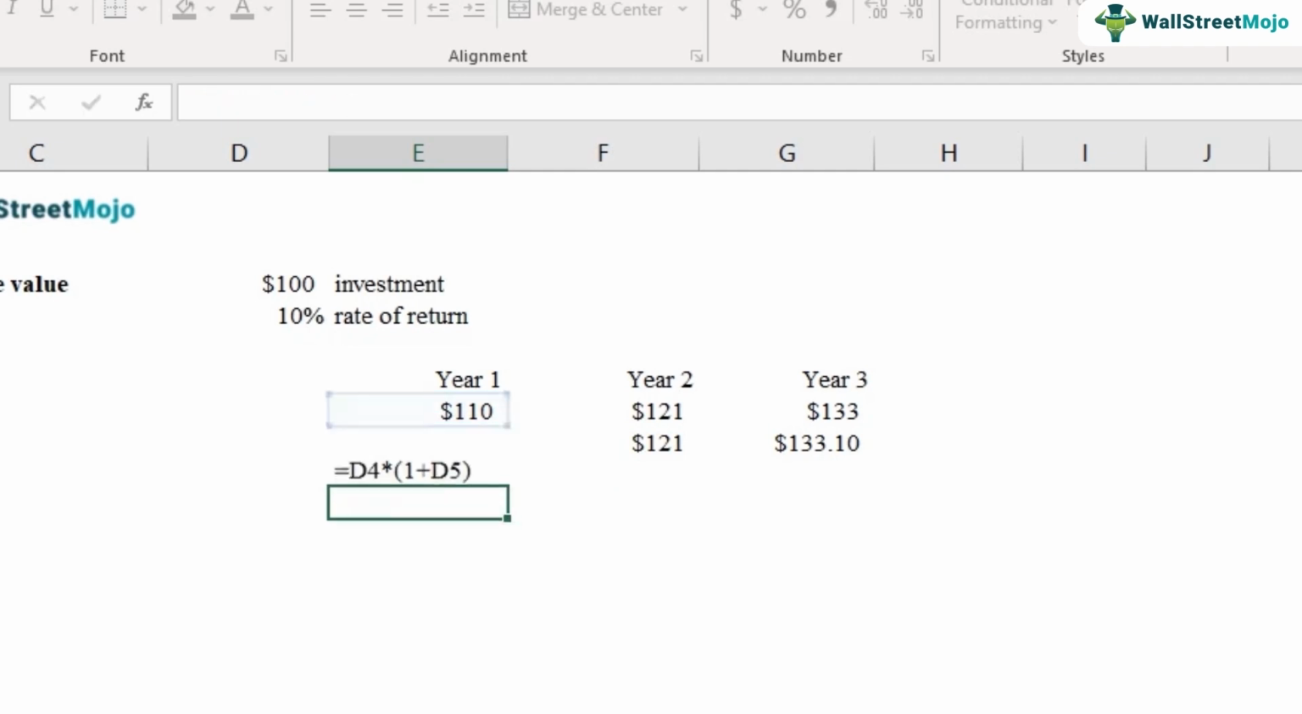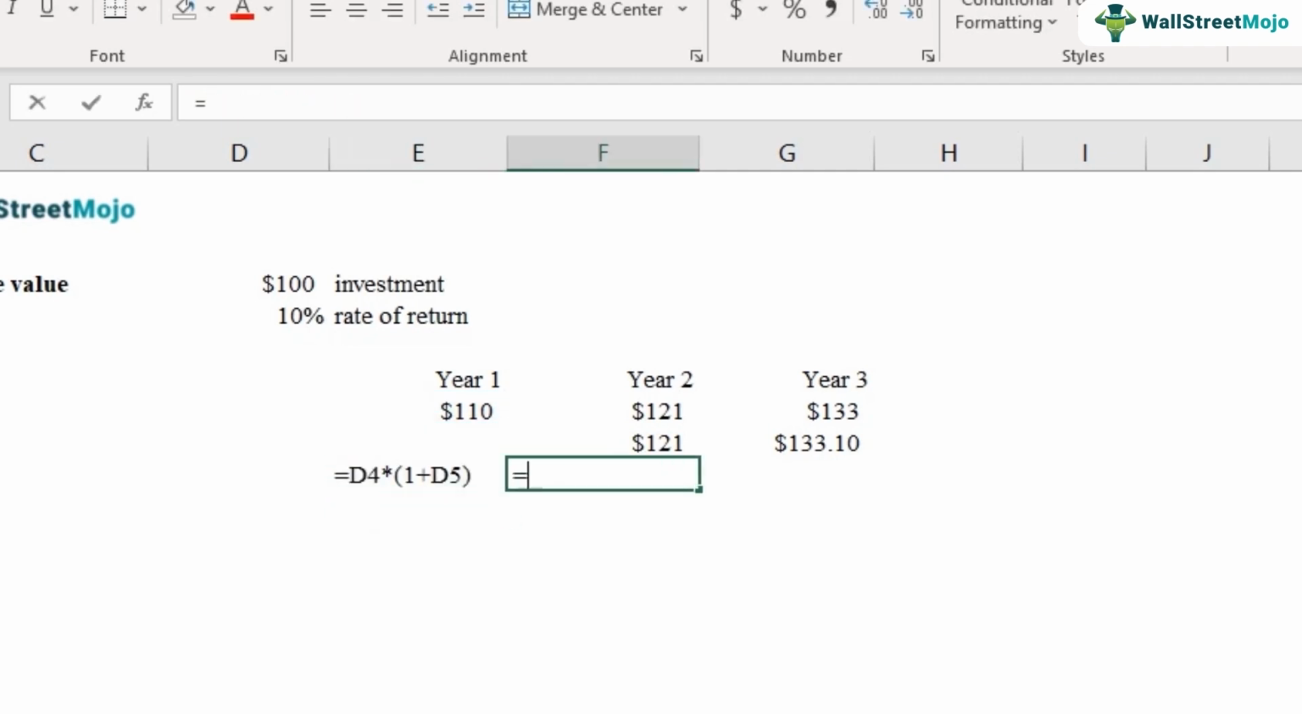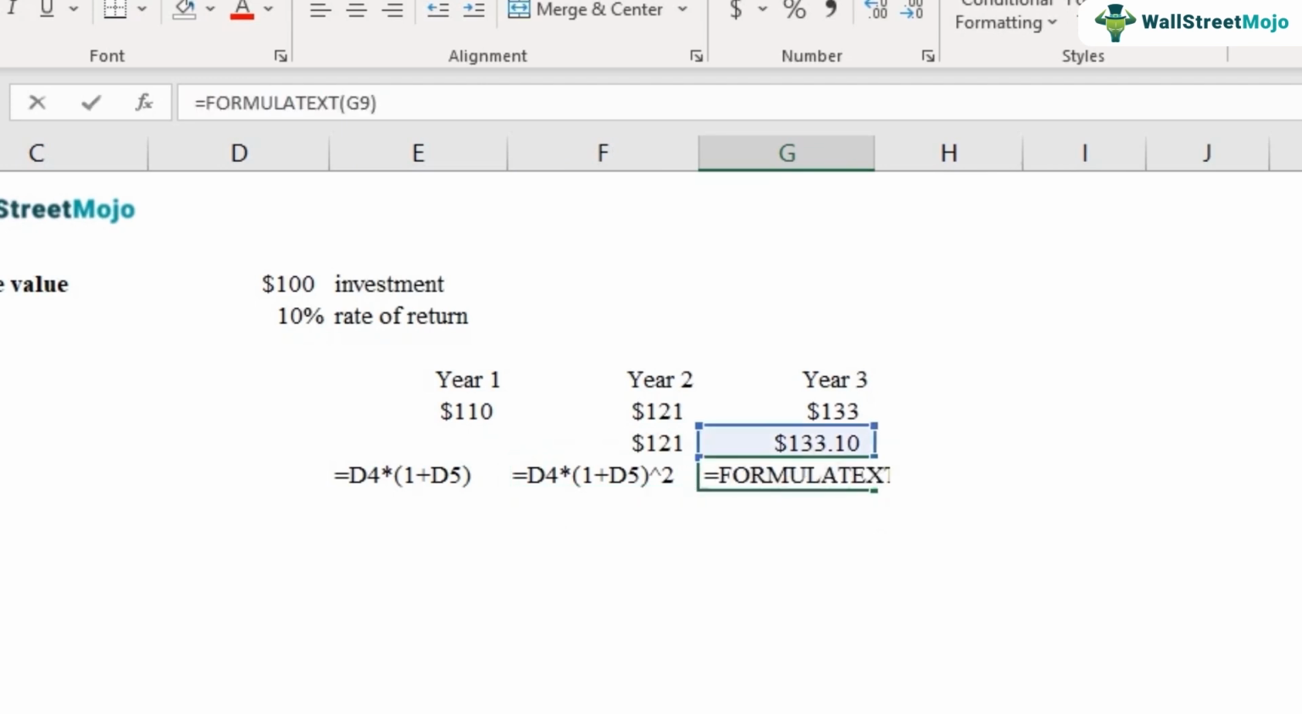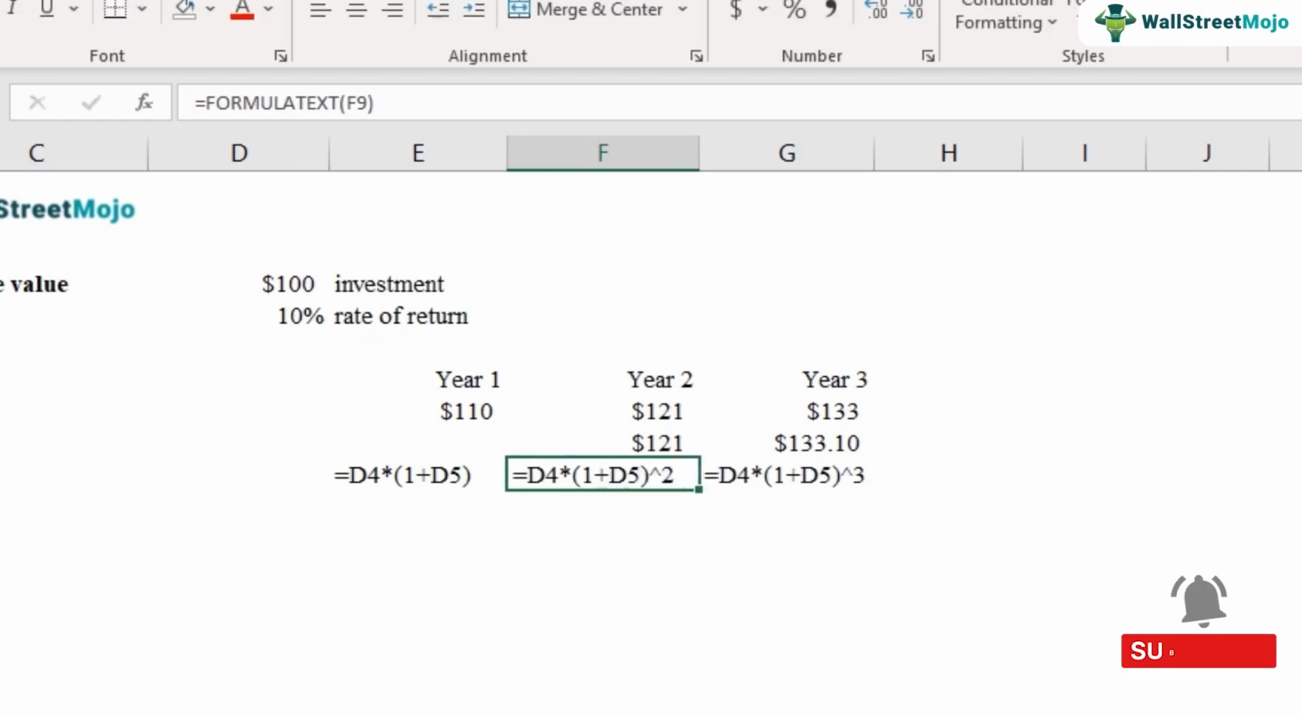This is the first year's formula, the second year formula, and the third year formula. So just note that, okay? This is first year and it looks exactly the same in the first year. To the power of 2 comes here and to the power of 3 comes here, right? So you keep on doing that for finding the future values.